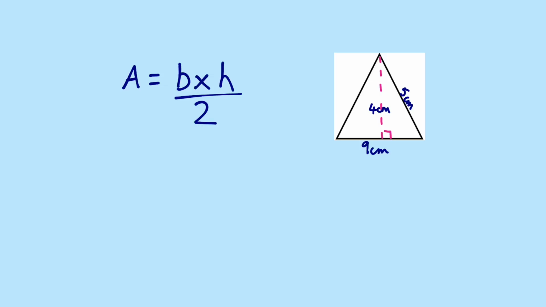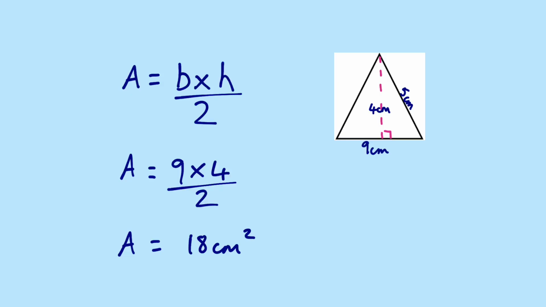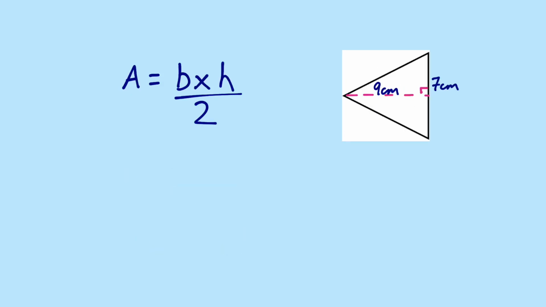So substituting the 2 values 9 and 4, we don't want the slanty height 5, into the formula. We get 9 multiplied by 4 divided by 2. When we work that out, we get the final answer of 18 centimeters squared. Here's another one to try.